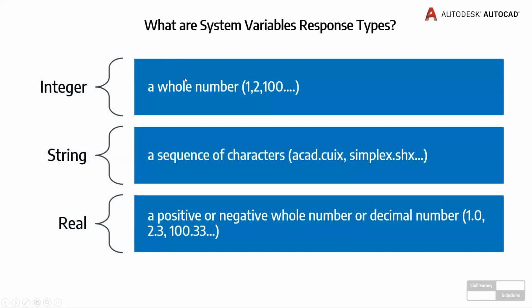System variables have 4 different types of responses. When we have a look at the system variable editor, which is a bonus tool in AutoCAD, you'll see they specify integer, string, real, and bit code. Integers are whole numbers. When it's an integer, you cannot have a decimal place in the number. It has to be a whole number, so 1, 2, 1,000, 3,000, that sort of thing.